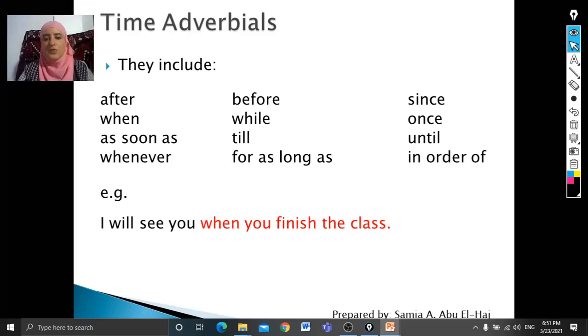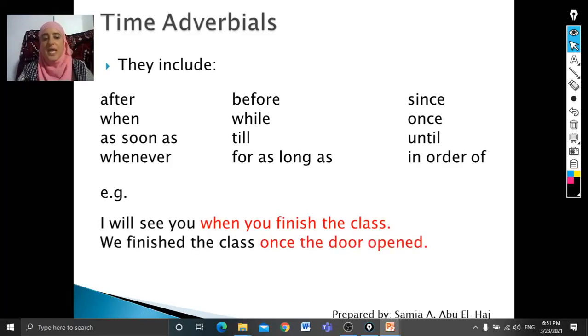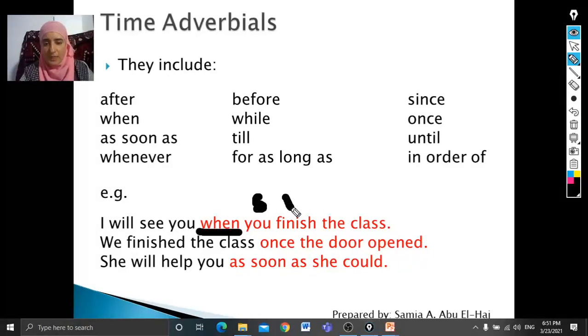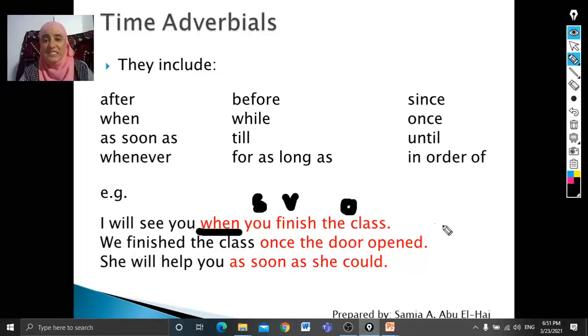I will see you when you finish the class. We finished the class once the door opened, and she will help you as soon as she could. Notice that the connecting word when and its sentence, the whole sentence, you finish the class, which is subject and verb and object, all of it works as an adverb of time.